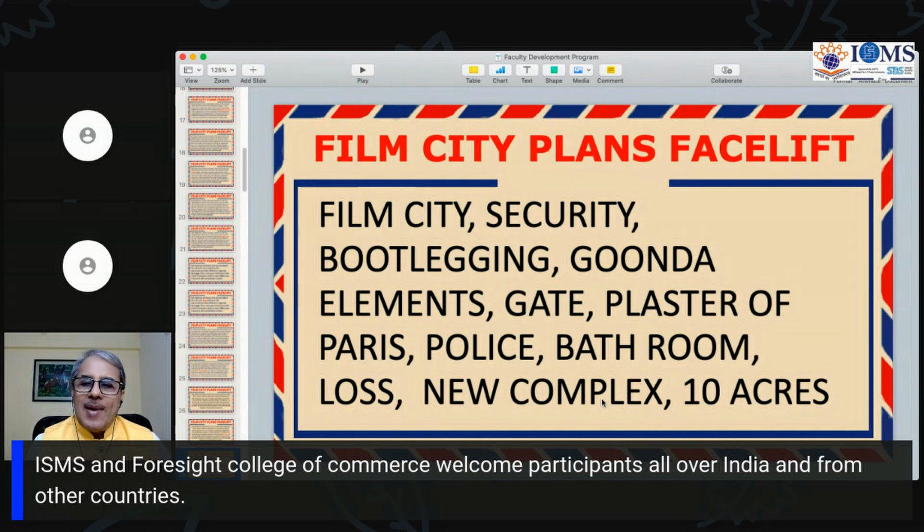Bootlegging and goonda element through the gate. The gate fell on what? Plaster of Paris mountain, from underneath which escaped police. They ran where? To the bathroom, which is fully under laws. They recovered the laws in a new complex situated in 10 acres of land.